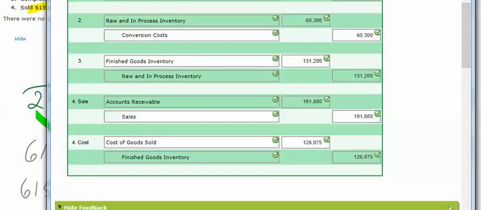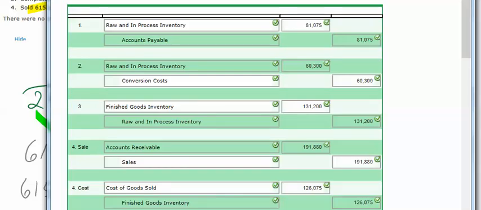So here we can see my journal entries. First one, to record the purchase of the materials. The next one, to apply my conversion costs. Thirdly, transfer those completed units to finished goods, record my gross sales, and record the cost of goods sold.